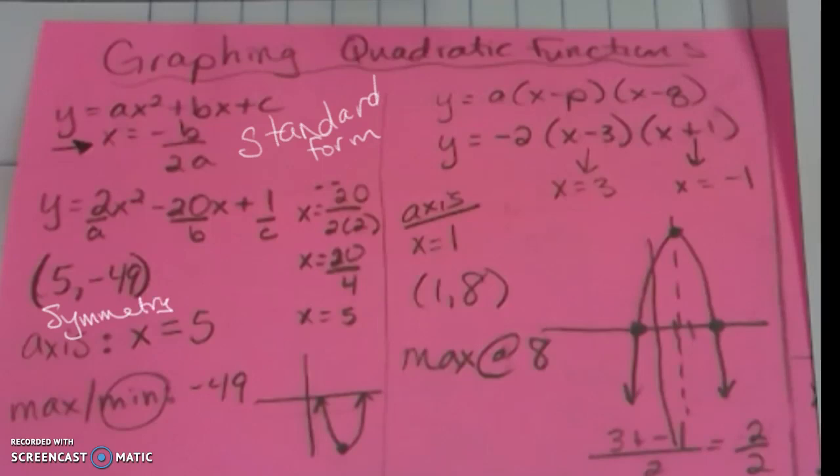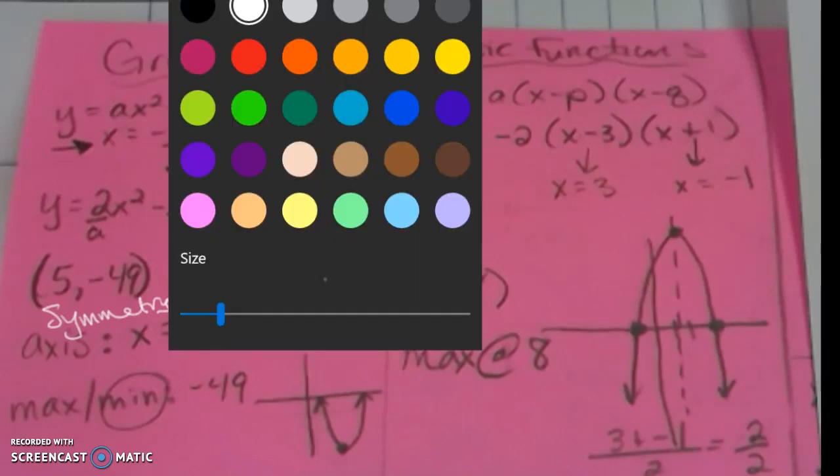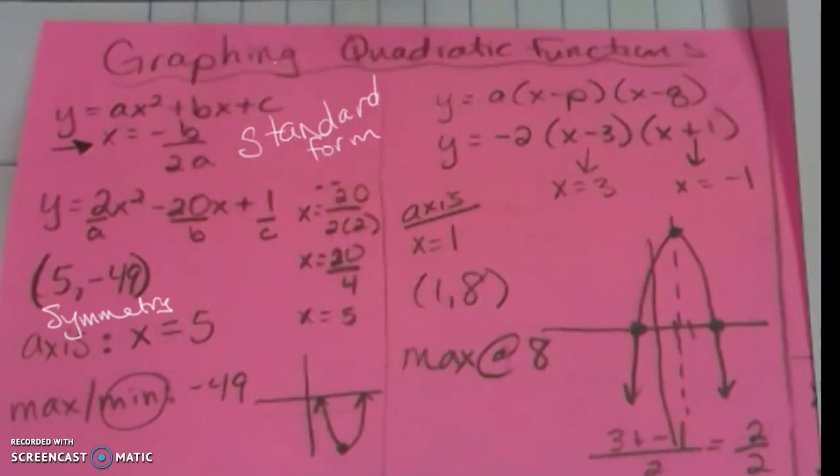And so here's my equation, y equals 2x squared minus 20x plus 1. The first thing I did was identify my a, my b, and my c. Now it's negative b over 2a, so it's negative negative 20, which becomes a plus 20, over 2 times 2, so 20 over 4, which is 5. And so I get 5, and that's my x value.